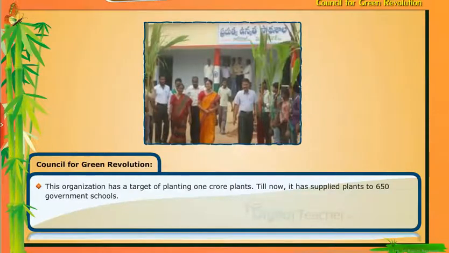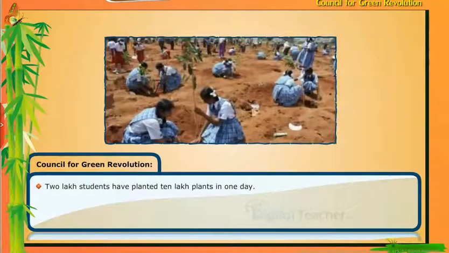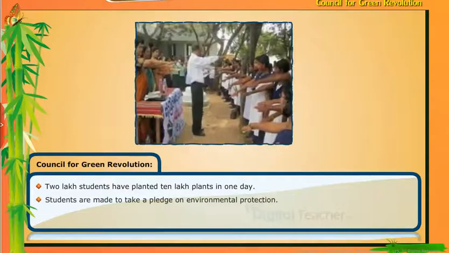Till now, it has supplied plants to 650 government schools. As a part of plantation of 1 crore plants, the Council for Green Revolution has been conducting forest motivating movement for the past 2 years. 2 lakh students have planted 10 lakh plants in one day.